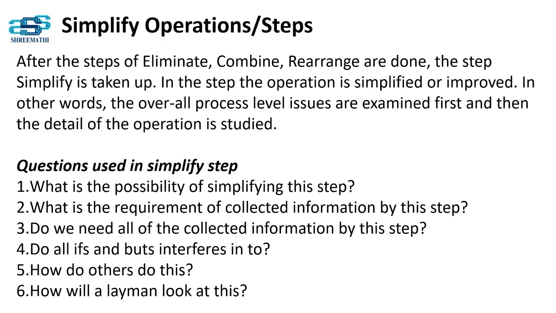The next one is simplify operations. After the steps of eliminate, combine, rearrange are done, the step simplify is taken up. In this step, the operation is simplified or improved. In other words, the overall process level issues are examined first and then the detail of the operation is studied. What is the possibility of simplifying this step? What is the requirement of collected information by this step? Do we need all the collected information? Do ifs and buts interfere?